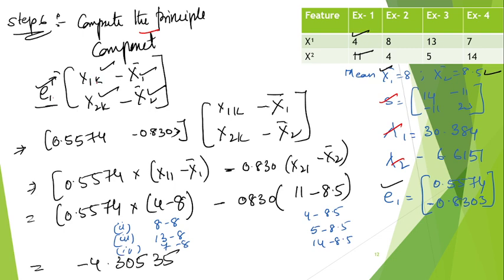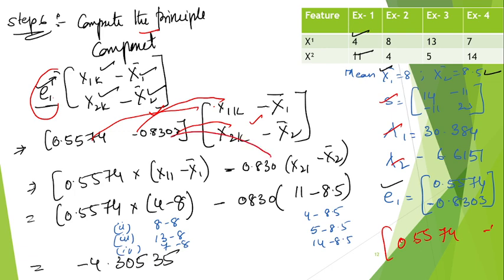E1 transpose times x1k, this times x2k, this one. Now what is E? We have already got it. E transpose means it becomes like this, 0.5574 minus like this. Correct? It's already there. We have got this one into x1k minus x bar, x2k minus x bar. Now take this one, multiplication for this one multiplied by this one. This becomes this into this, this into this, this into this.